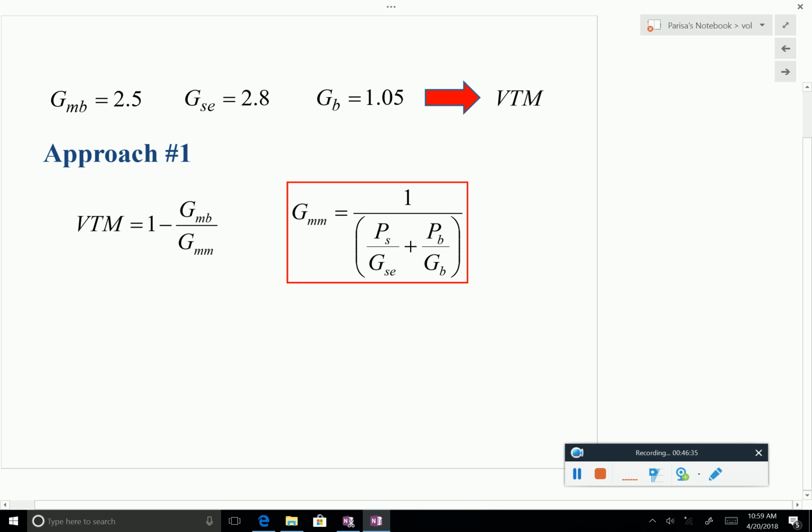And if you look back, there is also a relationship for the G sub mm, which we are not given. So knowing these two, it should be very easy to get VTM. If you read the problem, it's given.